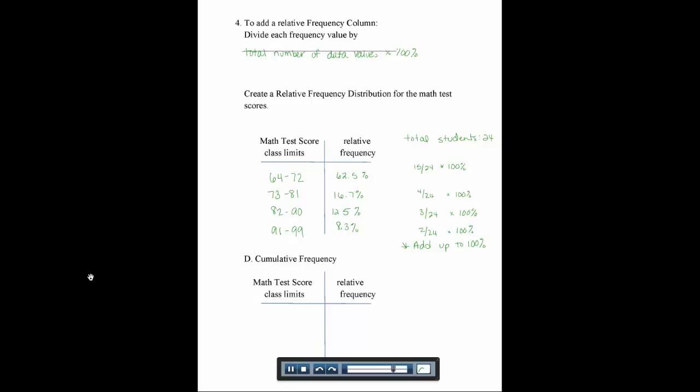So our first category, we're going to say how many scores are less than 73. So that would really be our category before of 64 to 72. So we knew there were 15 of those. Well, then we want to know all of them that are less than the next category. So less than 82. Well, those would be all the ones that were between 64 and 72 before. So that'd be 15 of them. Plus the ones that were between 73 and 81 before. So that's 4 more. So we would get 15 plus 4.